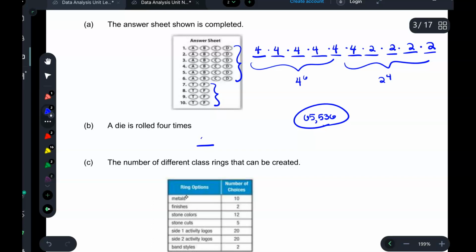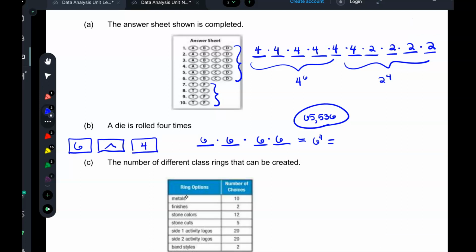Okay, a die is rolled 4 times. So a die, we already said, has 6 options. So that's the first roll. Can you roll the same number a second time? Sure. So that's going to be 6 times 6 times 6 times 6, which is 6 to the 4th. You can use that when you're typing it into your calculator. You can do 6, and then this caret symbol, and then 4, and then press enter. That'll save you a little time. 1,296.